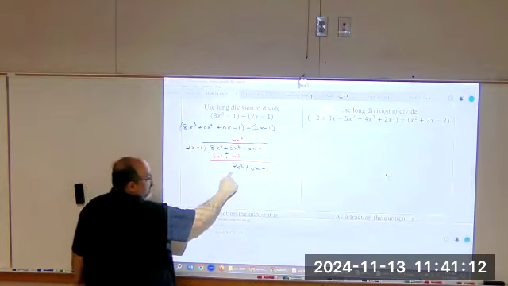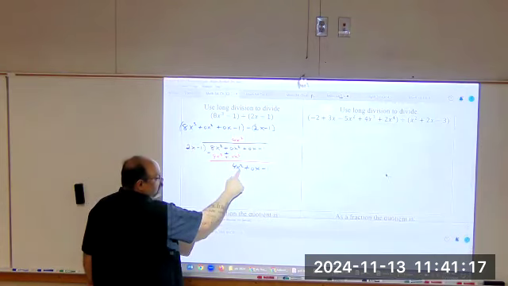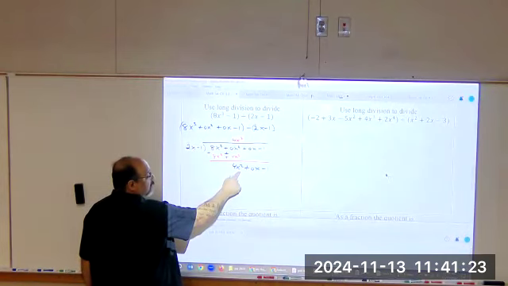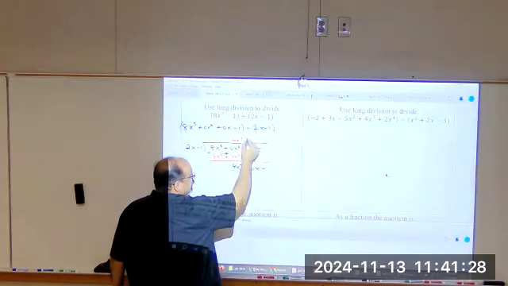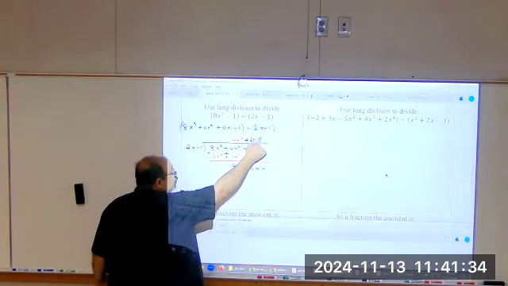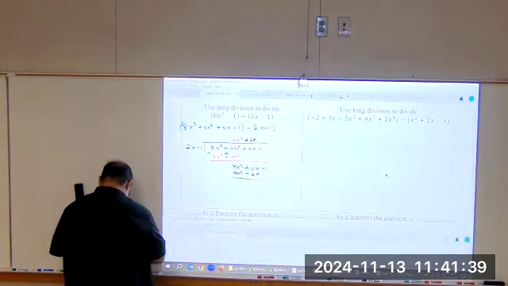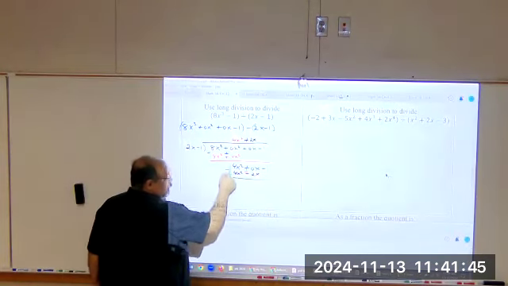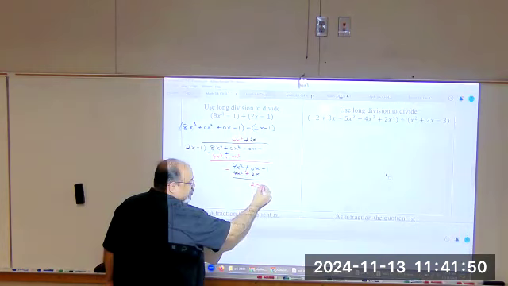And now you're looking at 2x and 4x squared. What times 2x is 4x squared? What times 2 is 4? 2. What times x is x squared? An x. So the next term will be 2x, and the x will line up with this x. 2x times 2x is 4x squared. 2x times negative 1 is negative 2x. Subtract 0, that becomes addition. 0x plus 2x is 2x minus 1.